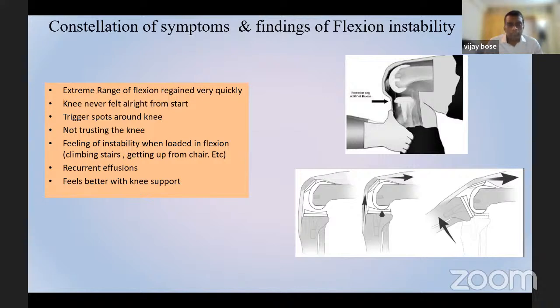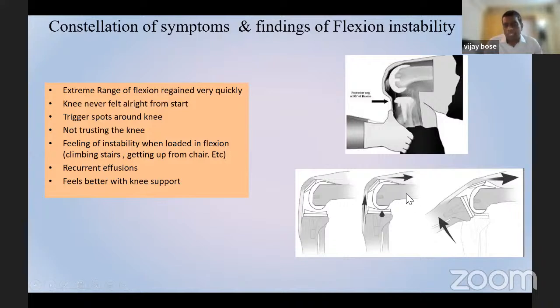Knee never felt all right from the start. Trigger spots all around the knee. The patient doesn't trust the knee. The feeling of instability when loaded in flexion, climbing stairs, etc. Recurrent effusions, feels better with knee support. Classical constellation, and the classical signs of examination have been examined.